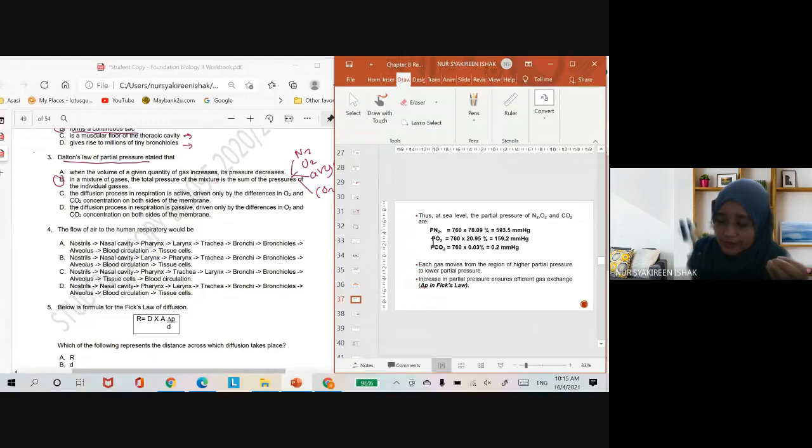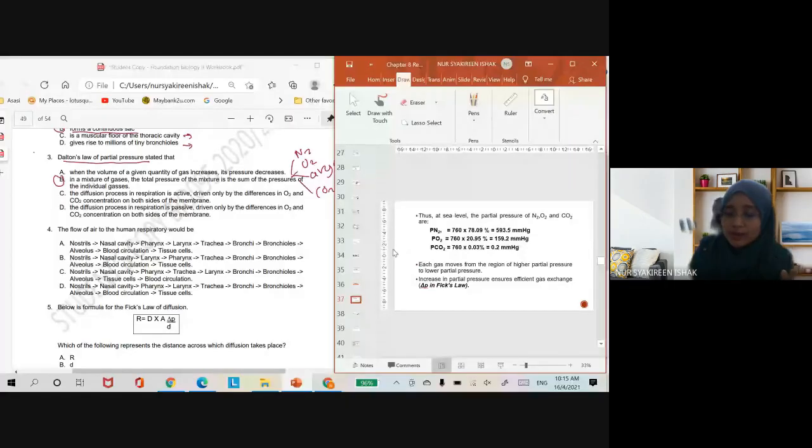Okay, so yang kita nak concentrate kan adalah untuk oxygen and carbon dioxide. Partial pressure for oxygen is when you times 760 by 20.95%, then you get 159.2 millimeter mercury. So the atmospheric pressure for oxygen is higher compared to the partial pressure of oxygen in the lung, which is 105. So when you inhale, the oxygen from the atmosphere will enter into the lung because the partial pressure of oxygen outside is higher compared to your lung.